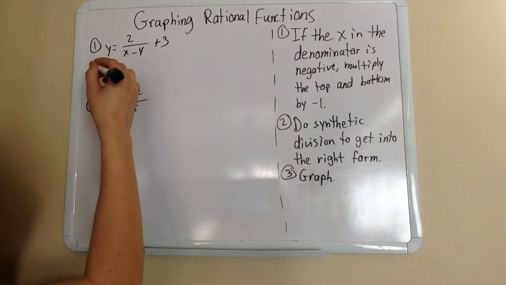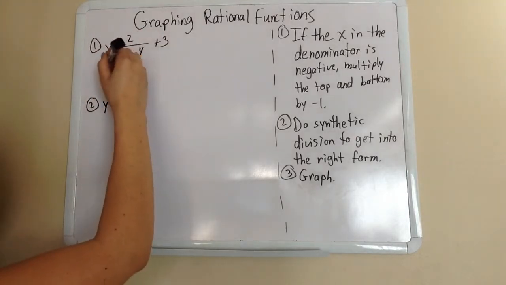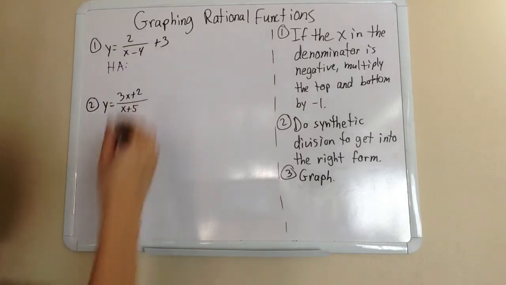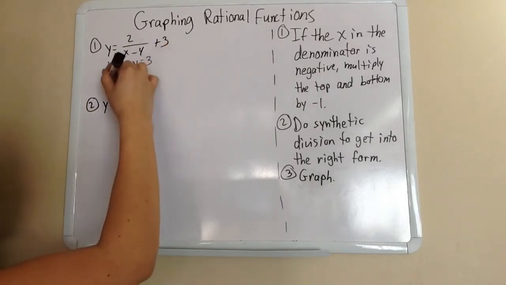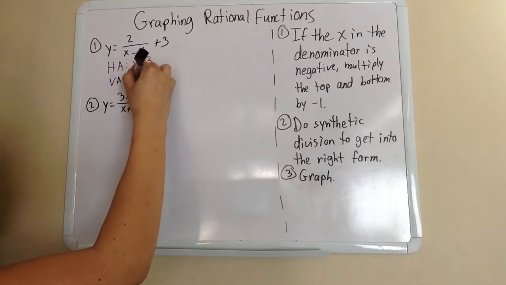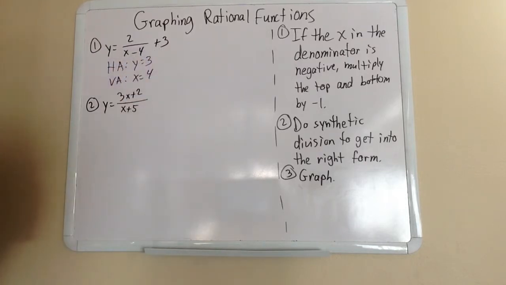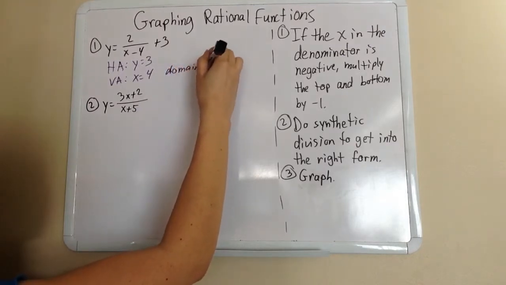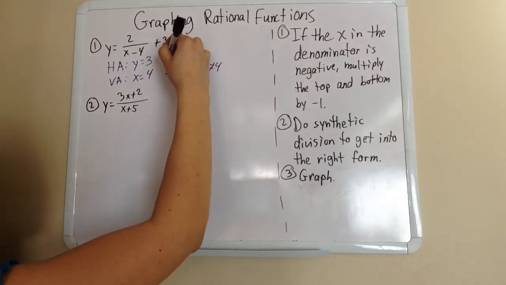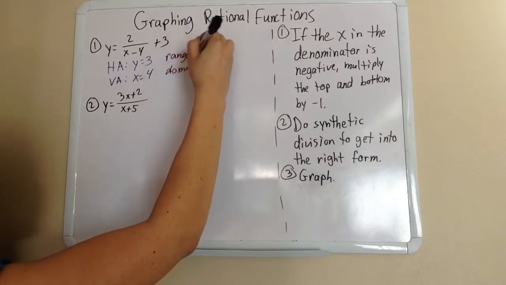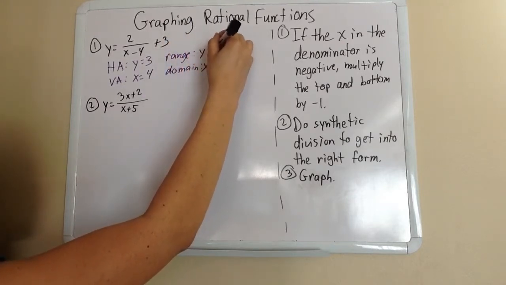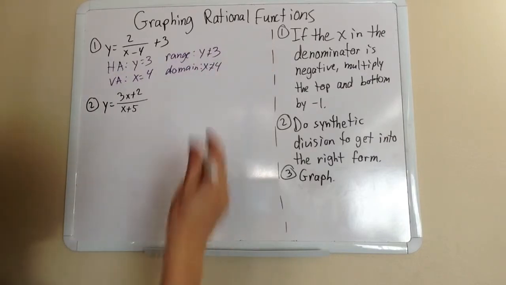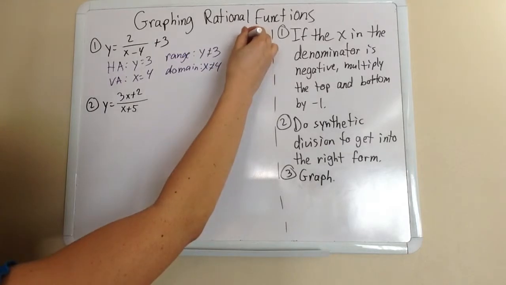Okay, so the first thing we're doing here is we're looking at the horizontal and vertical asymptotes. So the horizontal asymptote here is y equals 3. The vertical asymptote here is going to be x equals 4. And now we're going to do domain and range. So domain is going to be x is not equal to 4. And range is going to be y is not equal to 3. We're going to graph this now.